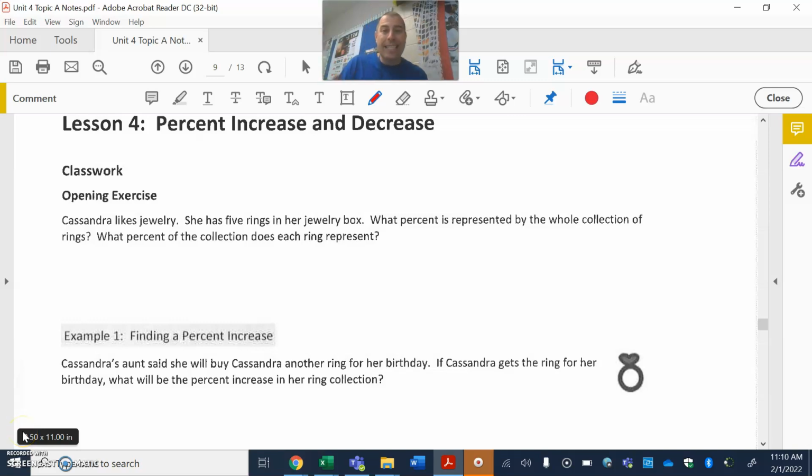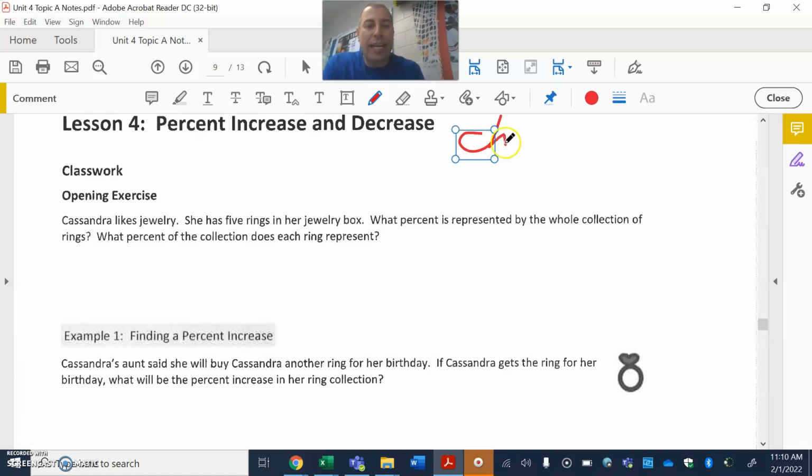Hey everyone, it's lesson number 4, percent increase and decrease. So we have a rather specific formula that we end up using here. And well, here's how it works.